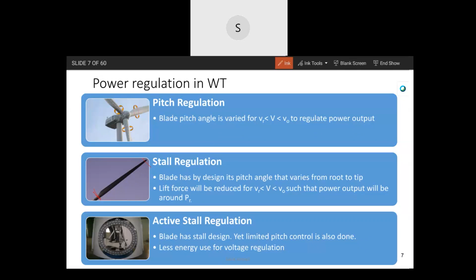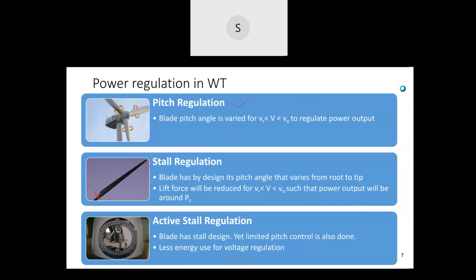There are blades called stall regulated turbines. So automatically, we don't need to do anything. We don't need to change the pitch angle. Automatically, above rated wind speed, the power output will be less, efficiency will be less. In pitch control, you have to change the pitch angle above rated wind speed.